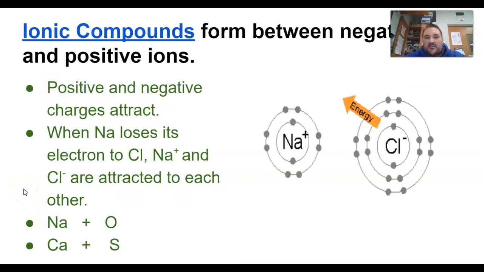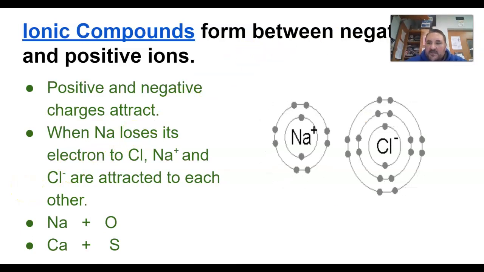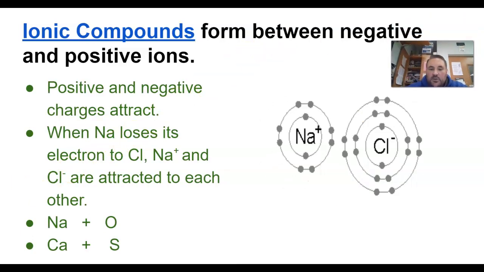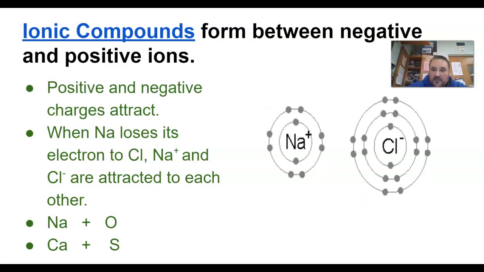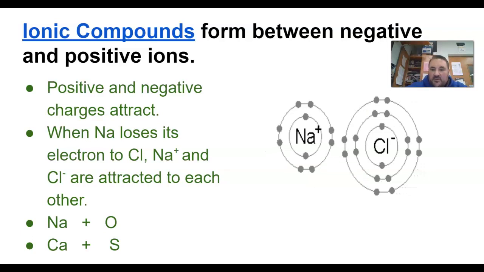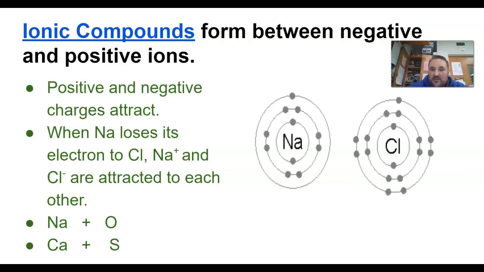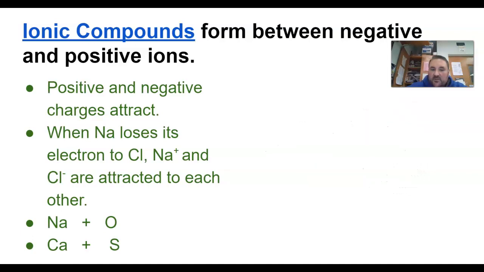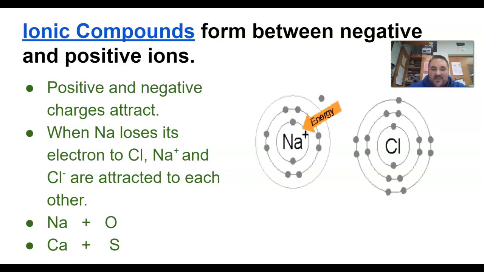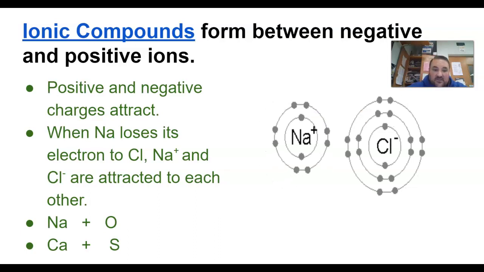Ionic compounds form between a positive and negative ion. So when you lose electrons, you become positive. When you gain that electron, you become negative. This here is by far the most common. This is table salt. So sodium loses its outer valence electron right here, and it transfers it to the chlorine, which really wants it. Chlorine becomes negative, sodium becomes positive, and they attract, kind of like the opposite ends of a magnet. The positives and negatives attract.